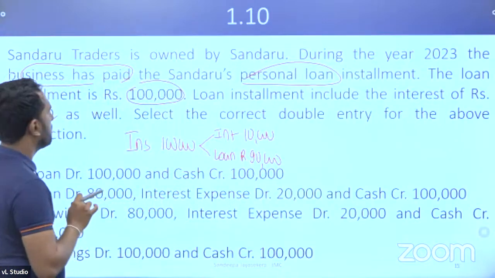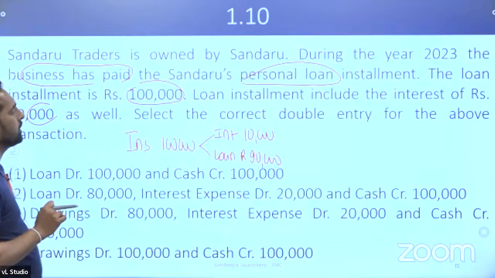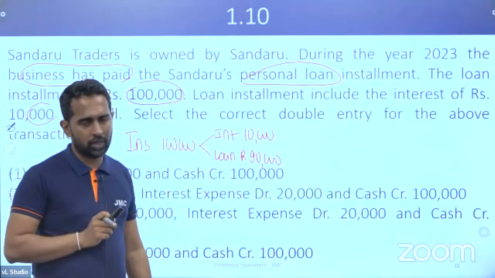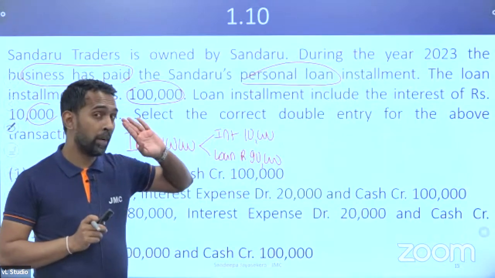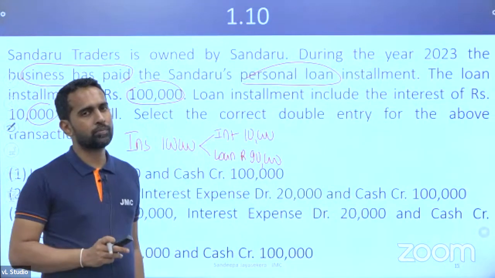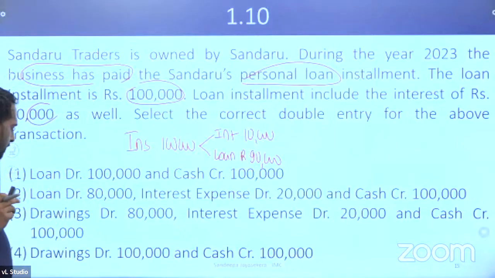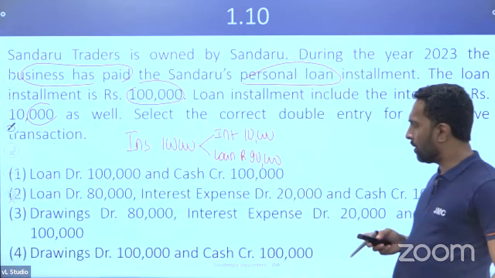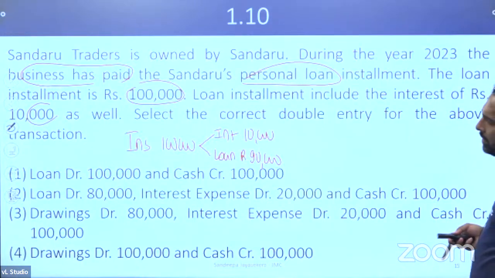Select the correct double entry for the above transaction. Sandaru's loan installment of 100,000, which includes interest and loan repayment, the entire thing has been paid by the business. The business paid Sandaru's personal loan. What is the double entry? Can you all attempt this one and tell me what is the correct entry? I have given you 4 answers. What do you think the correct entry is? Easy.